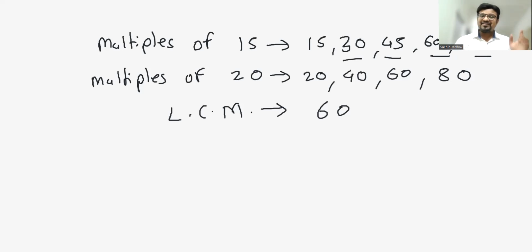LCM is always greater than or equal to the given numbers, and HCF is always smaller than or equal to the given numbers. Is that clear? Okay, then we will see some examples of this.